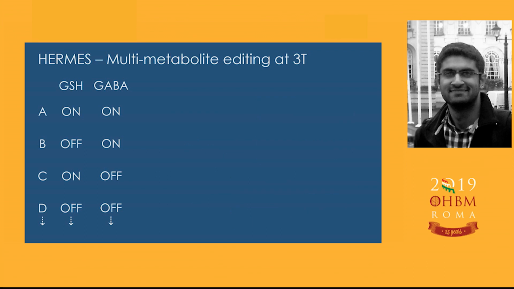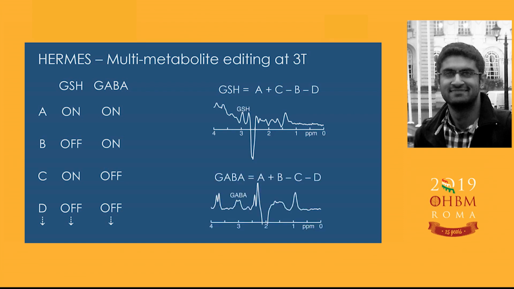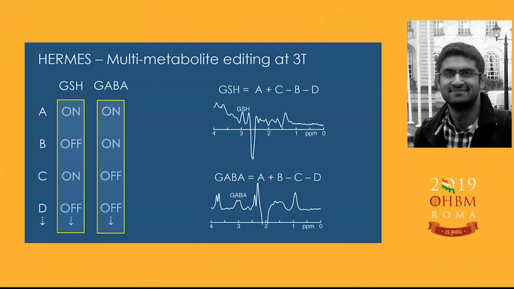So how do we get GABA and glutathione edited spectra? You perform Hadamard reconstruction: A plus C minus B minus D gives you the glutathione edited spectrum. GABA, get it from A plus B minus C minus D. There's negligible levels of crosstalk, as you can see, and that is because the two columns of acquisition are orthogonal to each other, and they follow the columns of the Hadamard matrix.